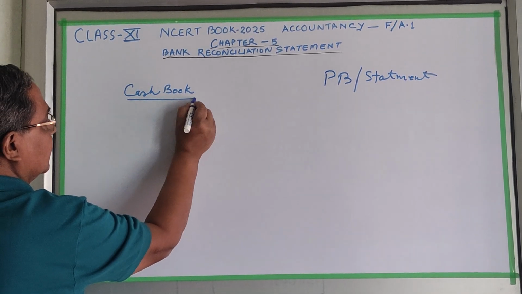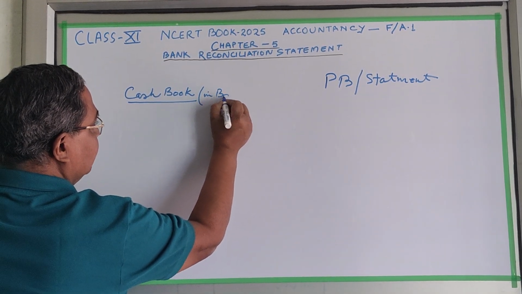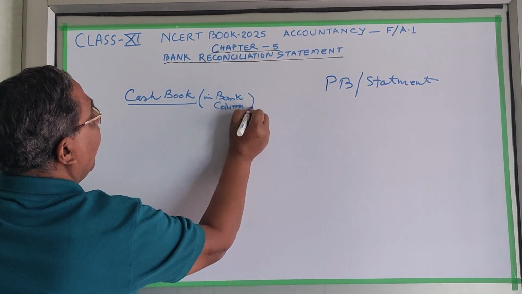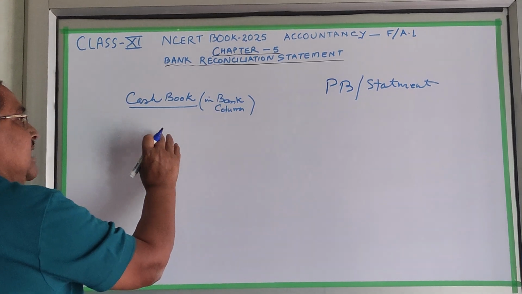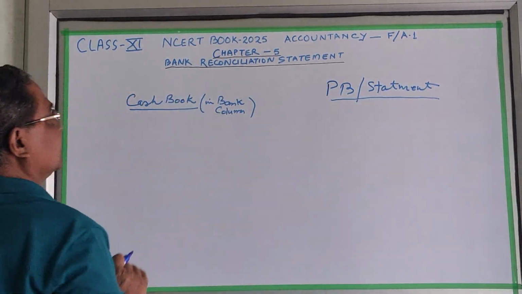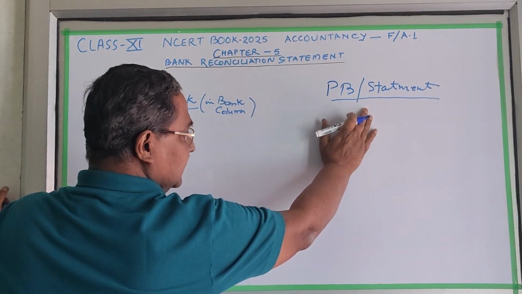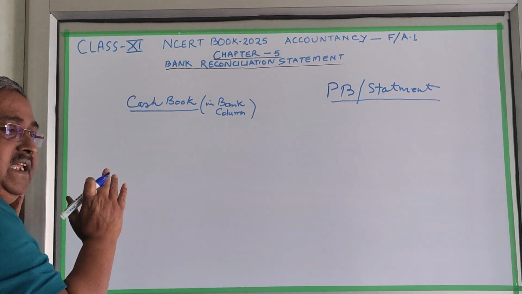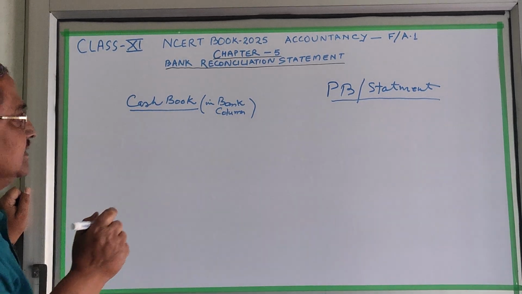In this cash book, he records in the bank column all the transactions taking place between the businessman and the bank. In an ideal situation, the balance of this book should tally with this one. But sometimes it happens that it does not agree. So this does not agree due to two reasons.